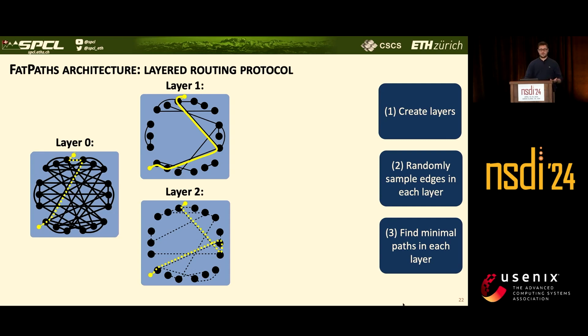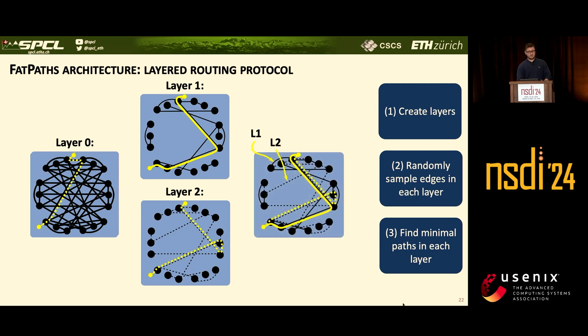However, what we find in practice is that you need a huge number of layers to actually achieve these 3 disjoint paths, right? Because by randomly just sampling different edges, this is not very efficient. What happens in practice is you have a lot of link overlap that way, right? You see that, yes, you have two non-minimal paths, but they still share an edge, so they are not disjoint. So there you will have flow collisions in that case.